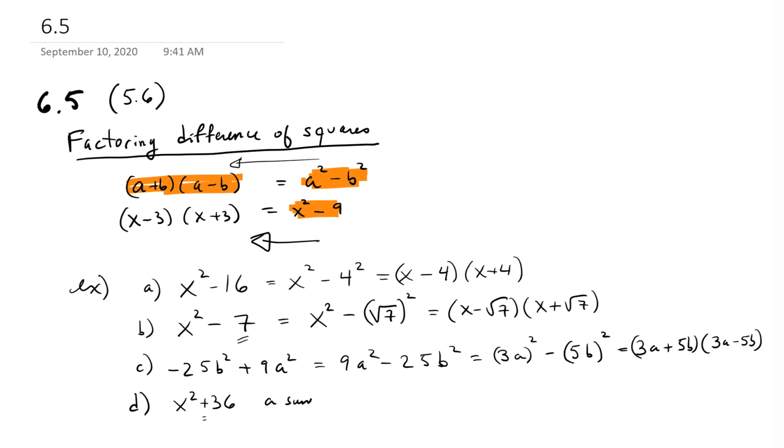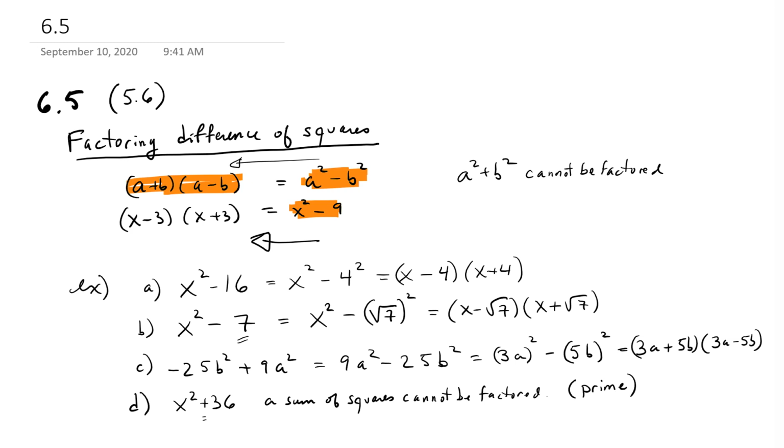So this is something to remember. A sum of squares cannot be factored. Which means that if I have a squared plus b squared, it cannot be factored. So in the book they call that a prime.